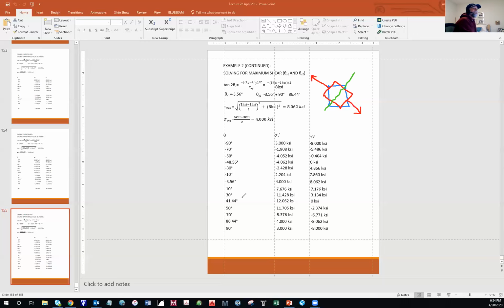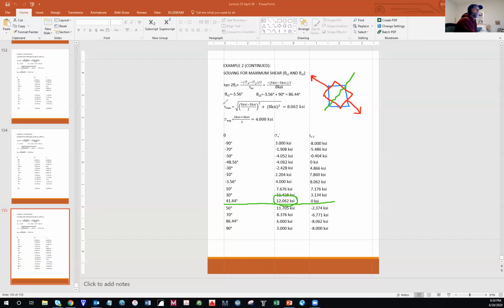So this is all very important because you could have on your coordinate axes, everything looking good. But when you rotate these axes, the material will just naturally on its own find the path of least resistance. It's going to find its own path of least resistance right here at 41.44 degrees. It has this maximum tensile stress.